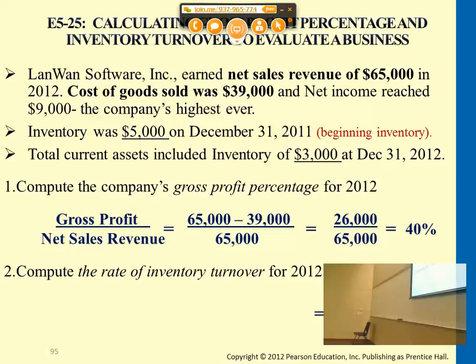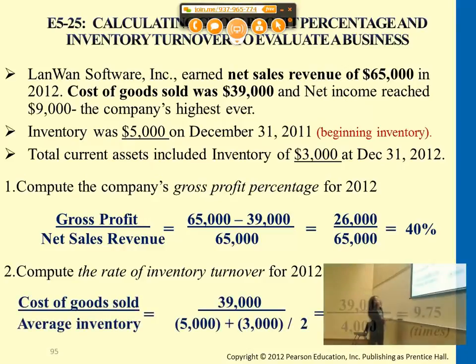Now for rate of inventory turnover, we want to understand how quickly inventory is being sold out to customers, how many times cost of goods sold exceeds the average inventory level. So it tells you cost of goods sold directly, it's $39,000. The average level of inventory will be using beginning inventory plus ending inventory, added together divided by 2. 4,000.